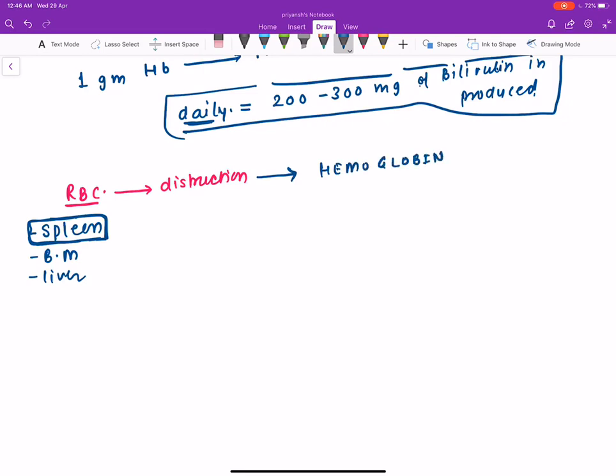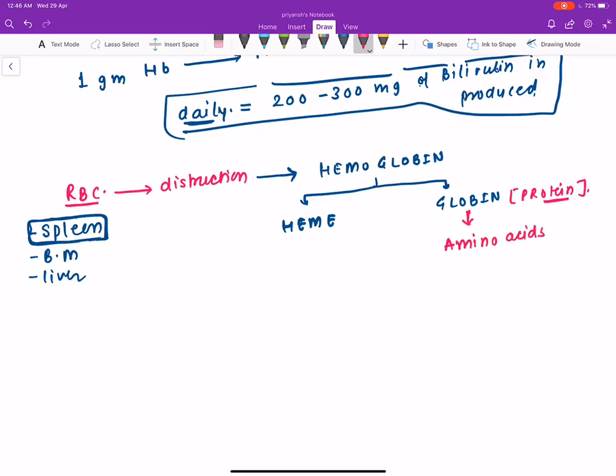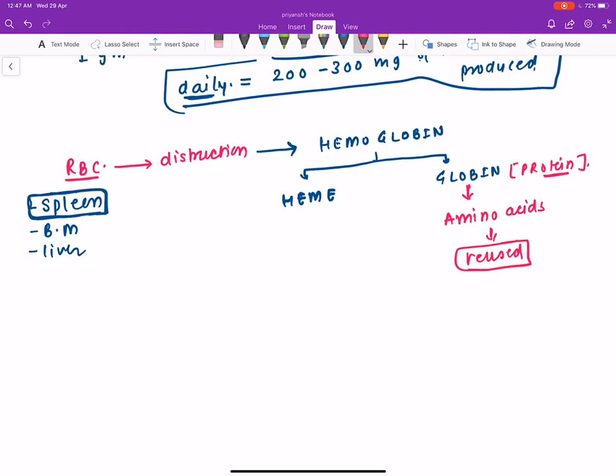Hemoglobin will be separated into two molecules, heme and globin. We all know that globin is a protein molecule. This globin will be broken down into amino acids, and the amino acids will be reused. Whereas heme is a metalloporphyrin.